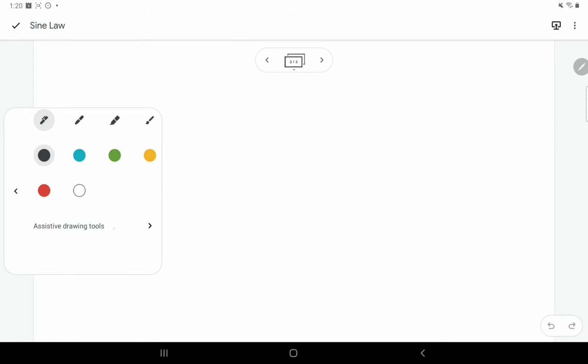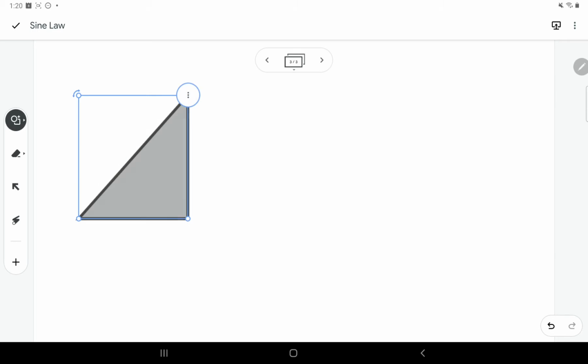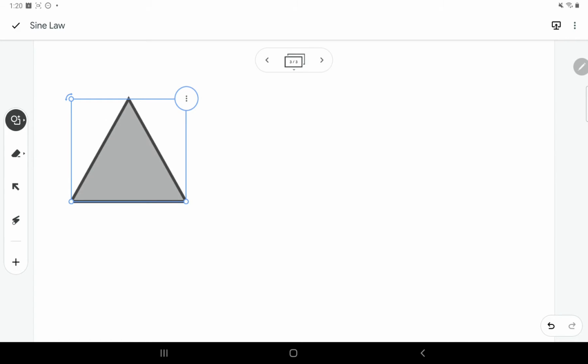Talk about sine law. Specifically, we're going to talk about the missing sides case of sine law. Okay, here's a triangle. So sine law is used to solve pretty much any triangle as long as you have the correct information to start with. As long as you're given two pairs, which we'll talk about in a little bit, you can solve for pretty much any side or angle on the triangle.